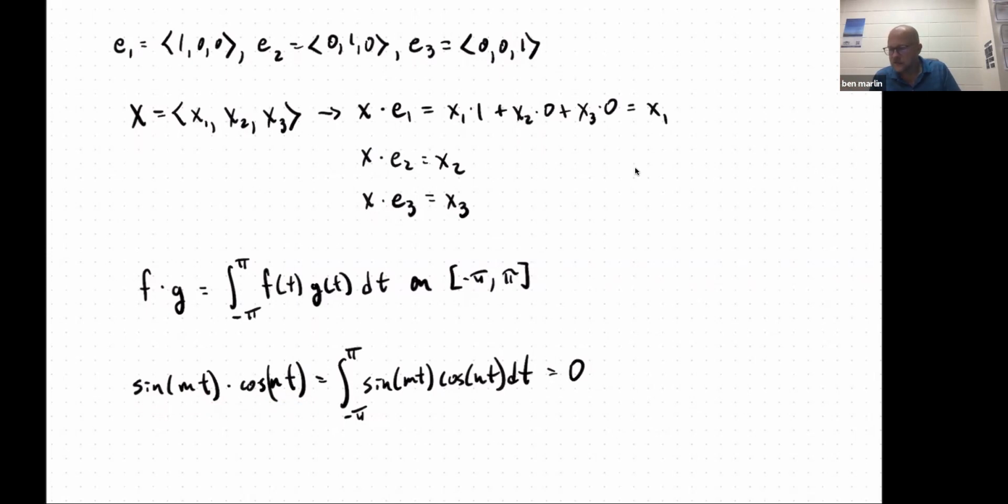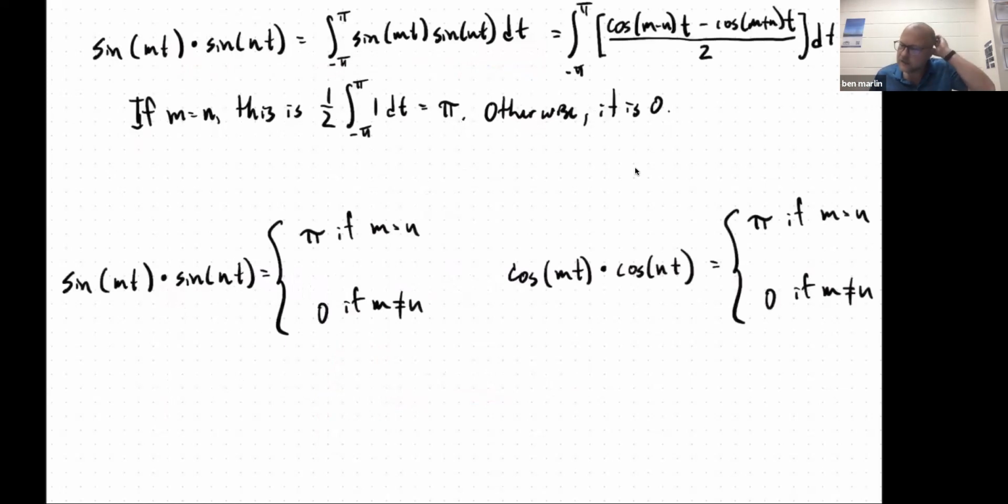So because the sine is an odd function and the cosine is an even function, when you multiply them together, the result is an odd function. If we are integrating across a symmetric interval, boom, 0 every time, okay? So that says that a sine and a cosine are orthogonal to each other, kind of like these vectors up here are orthogonal to each other because their dot products turn out to be 0.